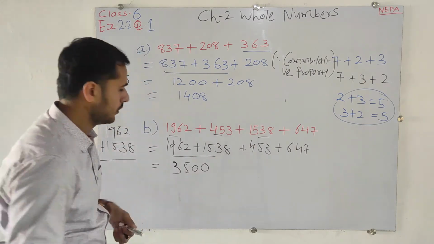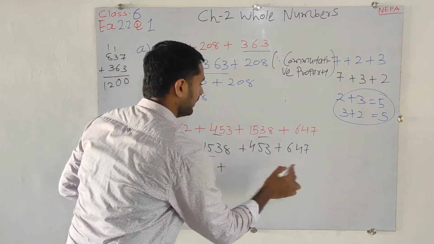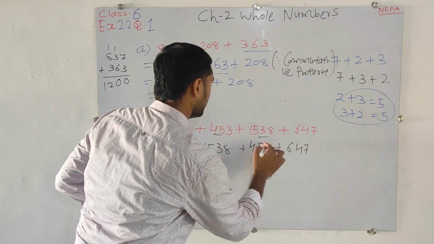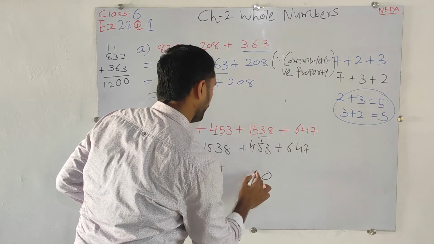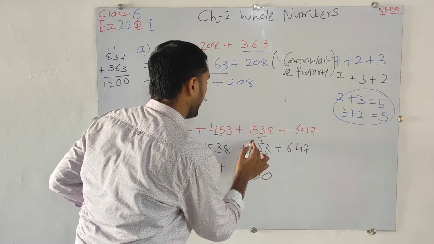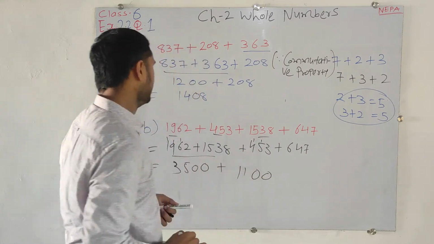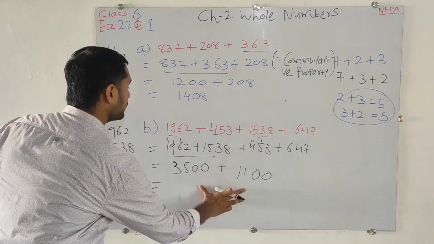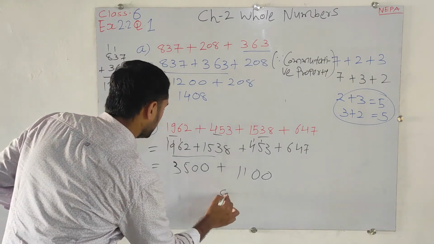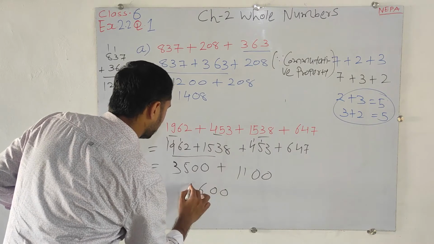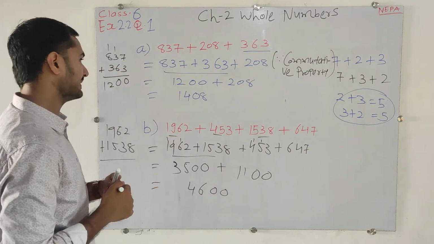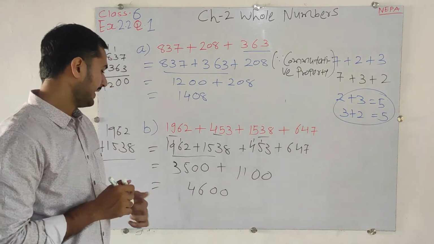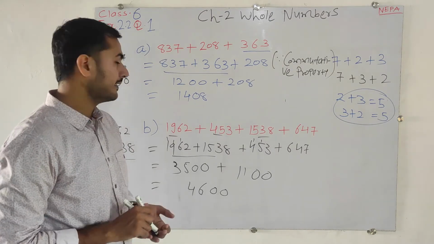Still, this other pair remains. So plus 7 and 3, 10, 1 carry; 5 and 6 and 4, 10, 1 carry; 5 and 6, that is 11. Okay, so now 3500 plus 1100, just add these two numbers, so that will be 0, 0, 6 and 4. So that is 4600. So our final answer is 4600.